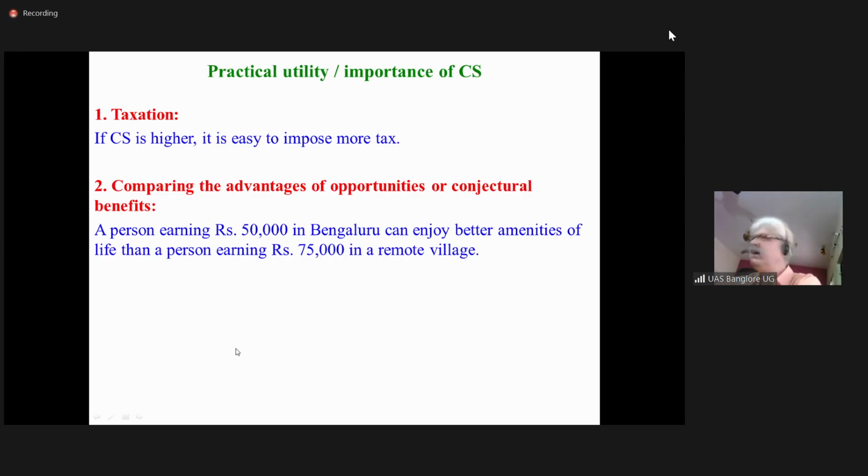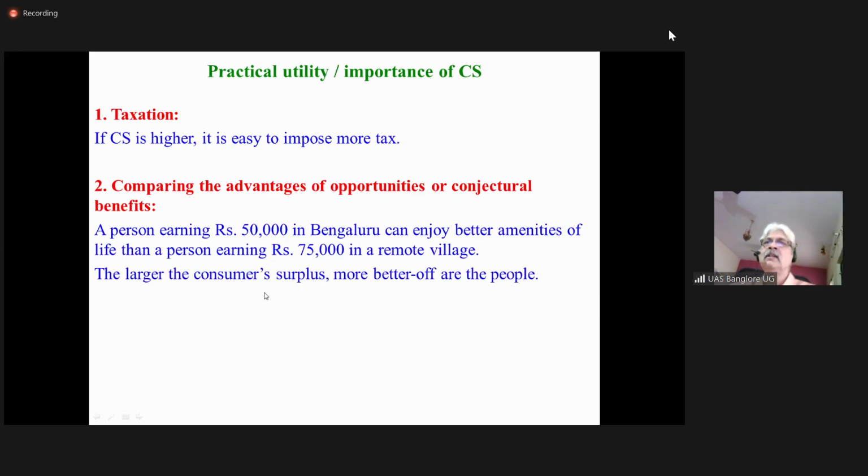I've given only a couple of examples. Otherwise, more facilities with less income. But remote village, less facilities, more income. So comparing the advantages of opportunities or conjectural benefits, a person living in Bangalore has more consumer surplus. The larger the consumer surplus, the better off are the people.